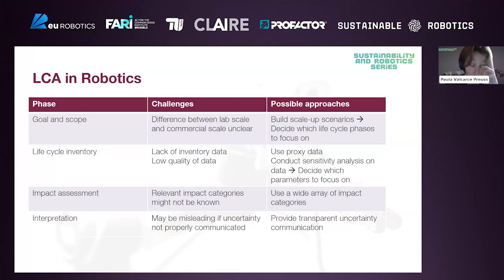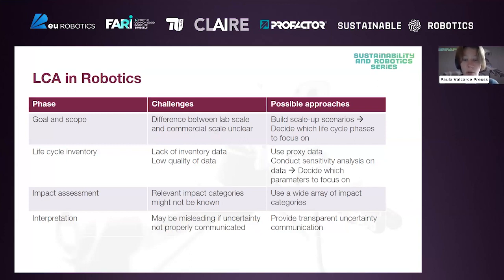So if we don't know what the manufacturing or maybe the use case of a robot will look like, there are methods to develop future scenarios and think about what it will look like in the future based on my lab conditions. The next phase is the life cycle inventory, and sometimes we might not have all the data we need to provide all the inputs and outputs, or these might still be changing.